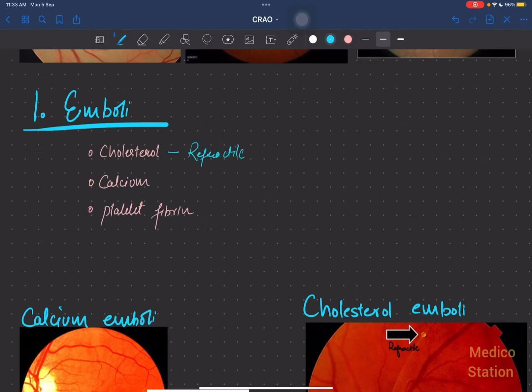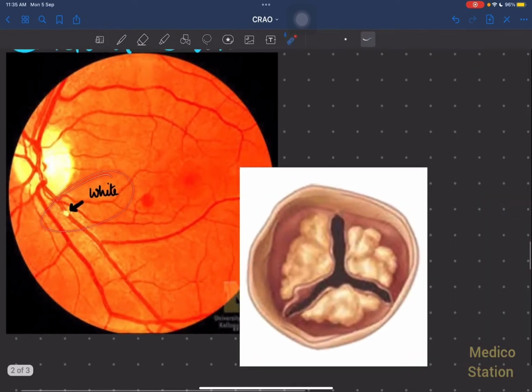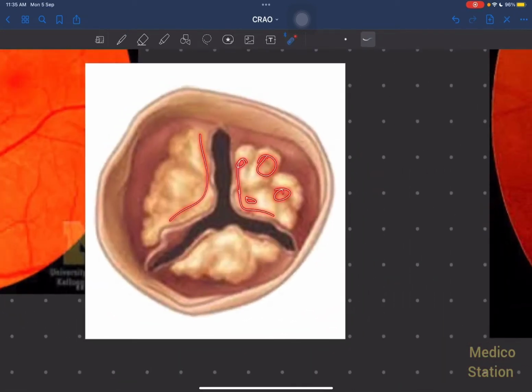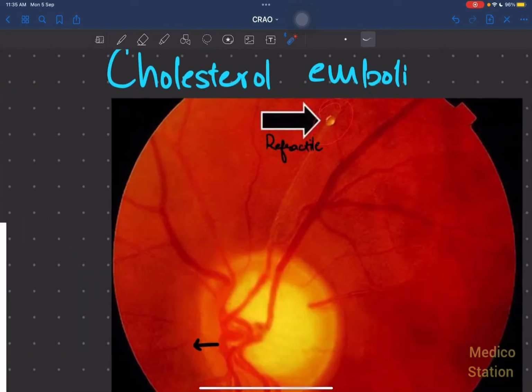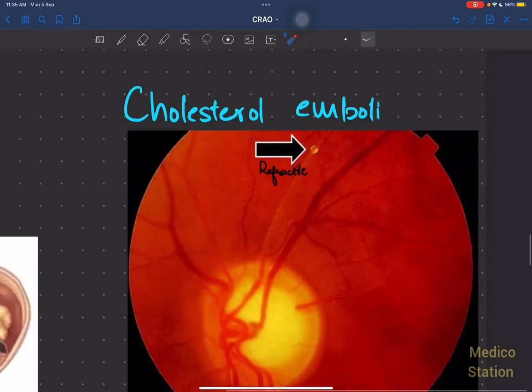Cholesterol emboli are refractile. Calcium is white and arises from the cardiac valve, whereas cholesterol arises due to hyperlipidemia. Platelet emboli are dull white and arise from the atheroma of the carotid artery. So these are the pictures. This is the white, and this is the calcium deposit. This is the refractile emboli of cholesterol. You can see the artery here.